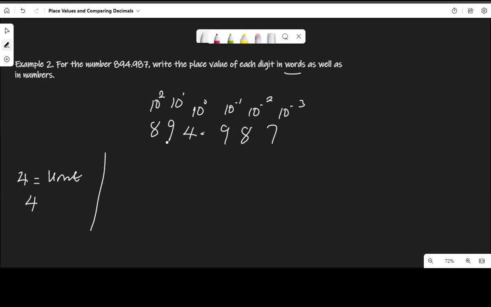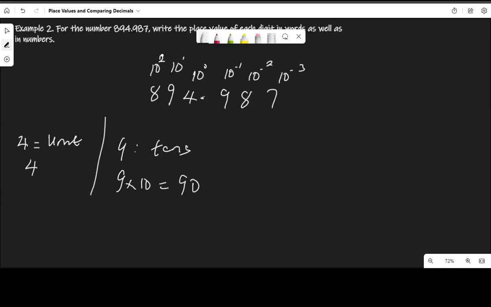What about 9? The place value of 9 here is 10, because 10 to the power 1 is 10. So for 9, the place value is tens. In numbers, 9 times 10 is 90. Then for 8, the place value is hundreds. Why hundreds? 10 to the power 2 is 100. Then in number, that is 8 times 100, which is 800. Okay, that is that for the whole number part.